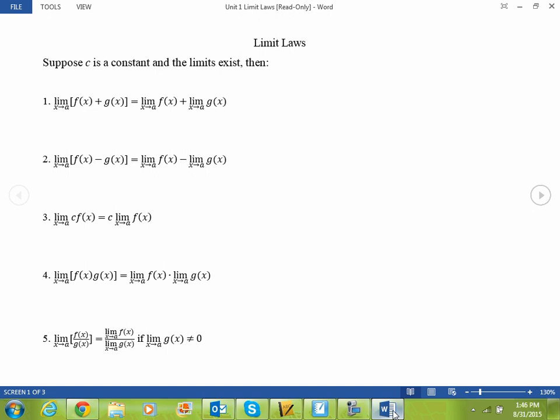So if I look at the first one, it says the limit as x approaches a of f of x plus g of x. This tells me that I can break this up into the limit as x approaches a of f of x plus the limit as x approaches a of g of x. Basically, I can distribute that limit to make the problem easier. And the same thing goes for subtraction. So I can distribute my limit and then subtract f of x minus g of x.